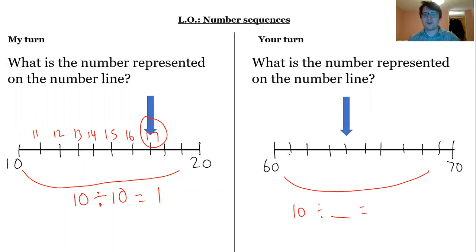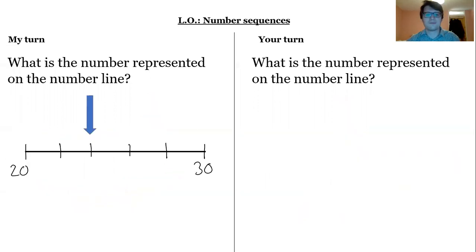So again, we can see we've got 1, 2, 3, 4, 5, 6, 7, 8, 9, 10 equal parts. 10 divided by 10 is 1. So I'm counting in ones. 63, 64. The arrow is pointing at 64. And again, if we just carry on, we should see, oh yeah, it does actually work. It fits all the gaps in the number line correctly.